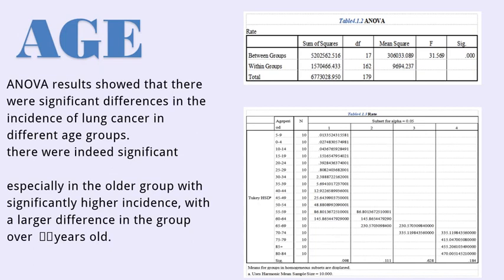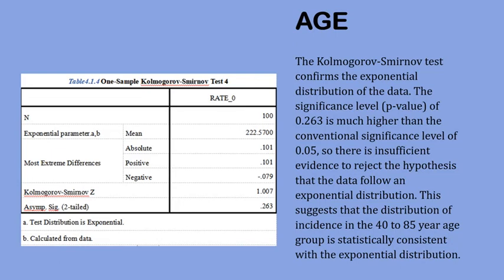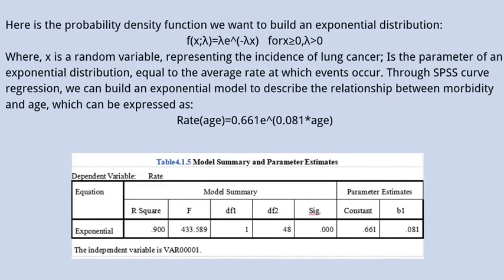The incidence increased significantly, and the difference was even greater in the group over 55 years old. The result test of this table confirms the exponential distribution of the data, and the significance level of 0.263 is much higher than 0.05. This suggests that the incidence distribution in the 40 to 85 year age group is statistically exponential. We established a mathematical model and carried out curve regression through SPSS.